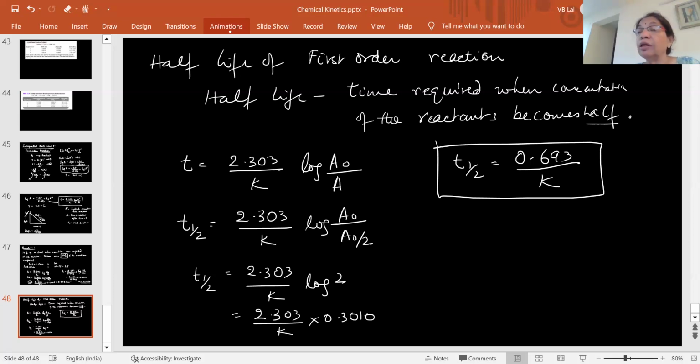So this is an important equation. Sometimes when you are given the rate constant and you have to just find the half-life, you just divide 0.693 by the rate constant. That will give you the half-life. Now here you can see in the formula for half-life, the initial concentration does not come into the picture. So half-life is just dependent on the rate constant. It doesn't matter how much the initial concentration is.